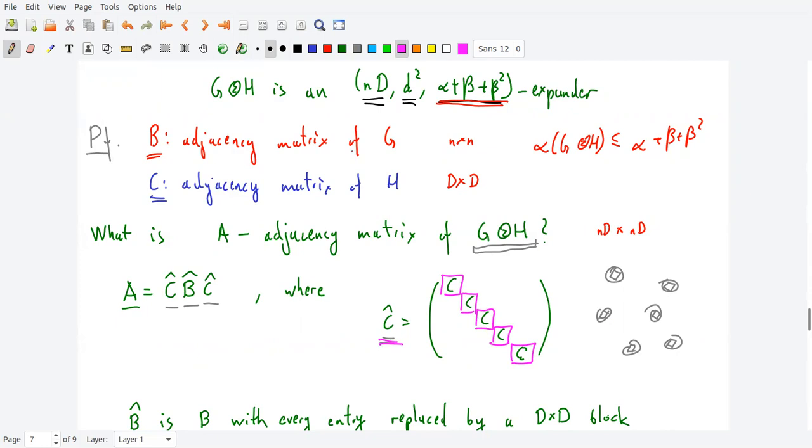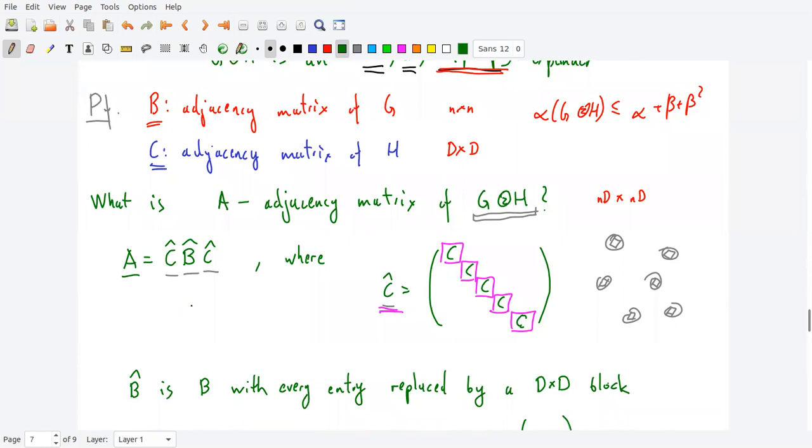Now B hat is a little bit more difficult to imagine, because essentially B hat should look like the matrix B.